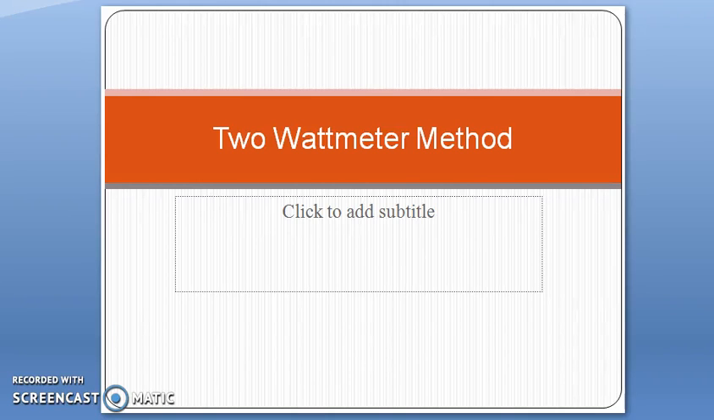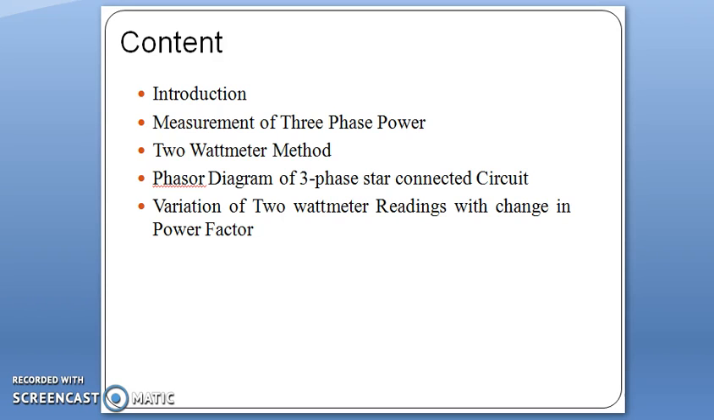The topic is the 2 wattmeter method. First we discuss the introduction, then measurement of 3-phase power, then the 2 wattmeter method, then the phasor diagram of the 3-phase star connected circuit, and lastly the variation of 2 wattmeter reading with change in the power factor.